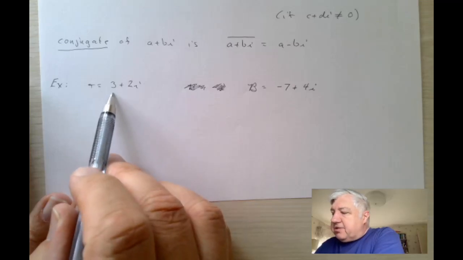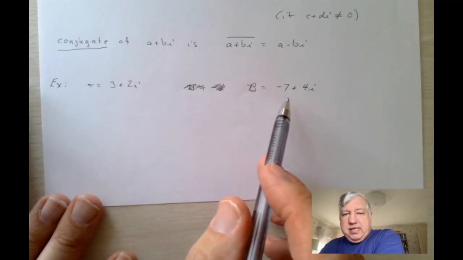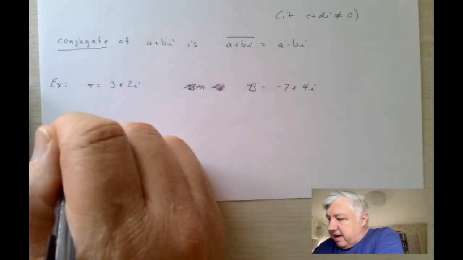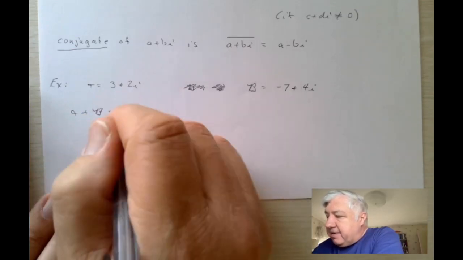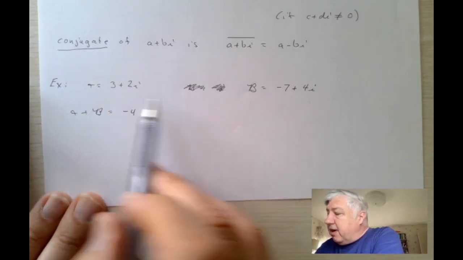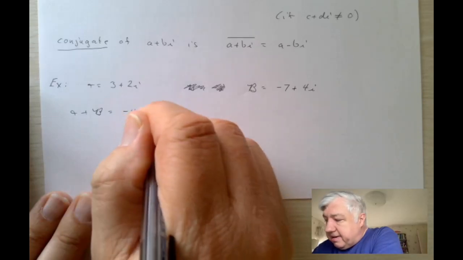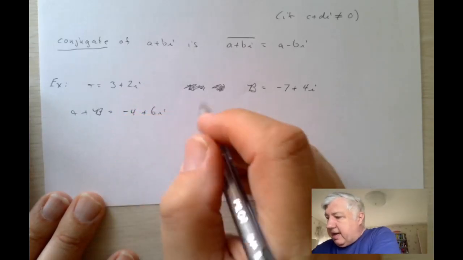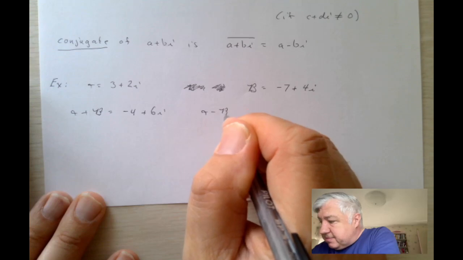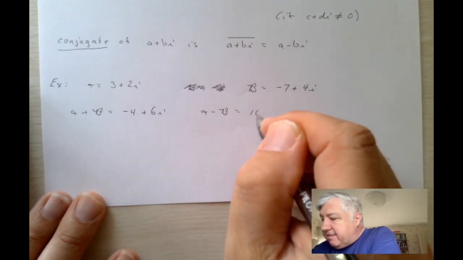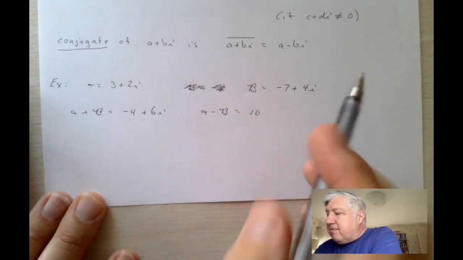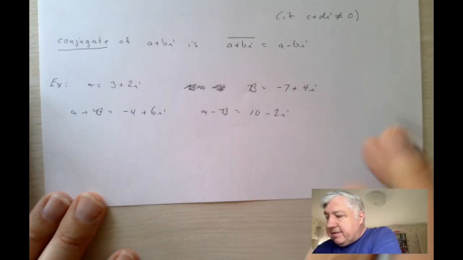So if alpha is 3 plus 2i and beta is -7 plus 4i, alpha plus beta would be 3 minus 7, that's -4, and 2i plus 4i, that's 6i. And alpha minus beta would be 3 minus -7, that's 10, and 2i minus 4i is minus 2i.